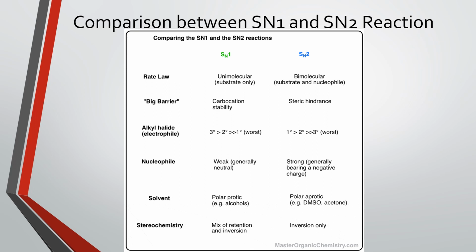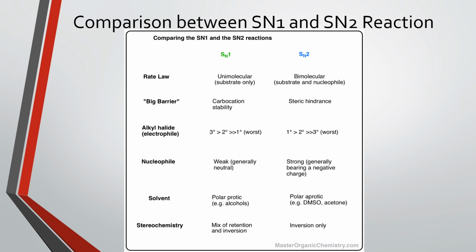Alkyl halide, that is the electrophile. Tertiary alkyl halides are more reactive in the SN1 reaction as compared to secondary, and secondary as compared to primary. Whereas in the SN2 reaction, primary alkyl halides are more reactive as compared to secondary, and secondary are more reactive as compared to tertiary. With respect to nucleophiles, SN1 proceeds with a weak nucleophile, generally a neutral nucleophile, and the SN2 reaction requires a strong nucleophile, generally one bearing a negative charge.